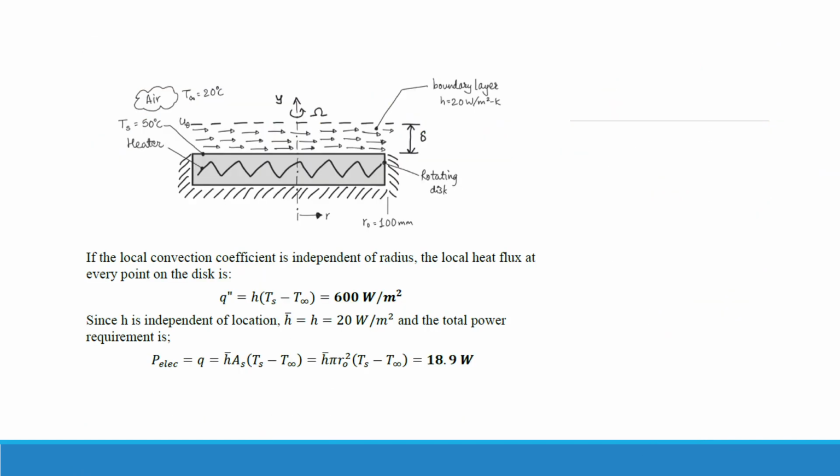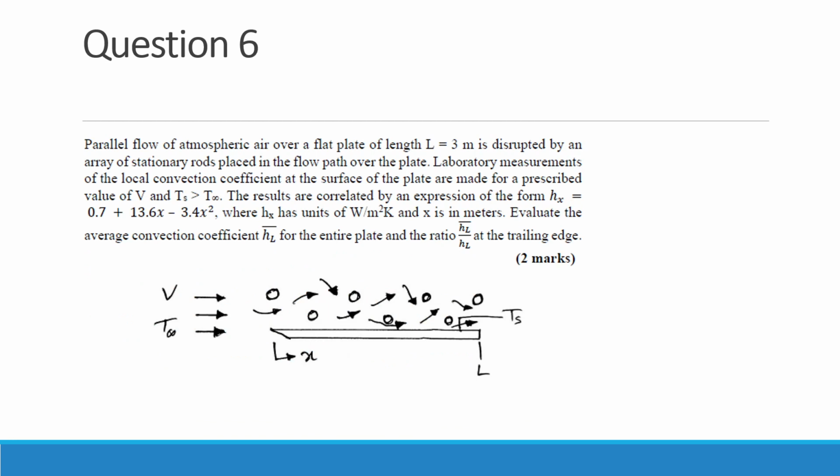So yes, this was the solution. Now let's move on to the last question, that is question number 6. Over here we have been given that parallel flow of atmospheric air over a flat plate of length L equal to 3 meter is disrupted by an array of stationary rods placed in a flow path over the plate.